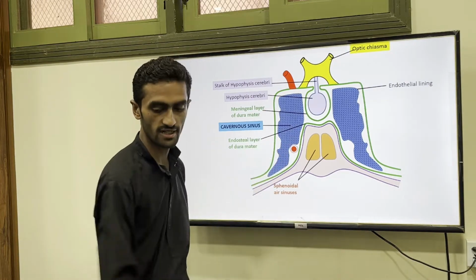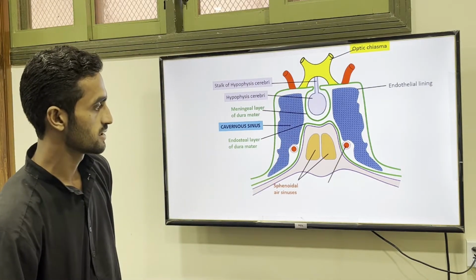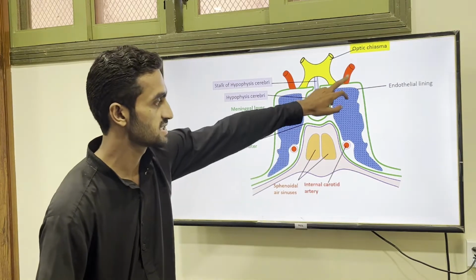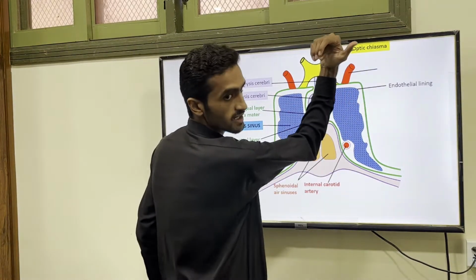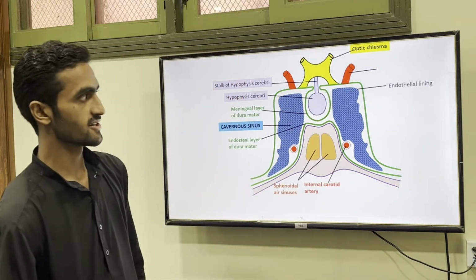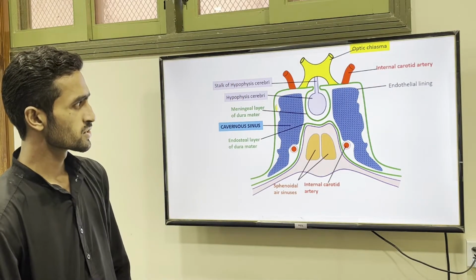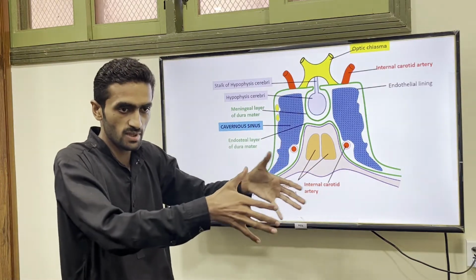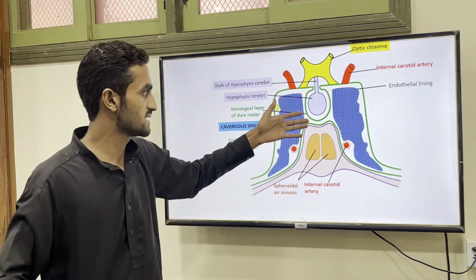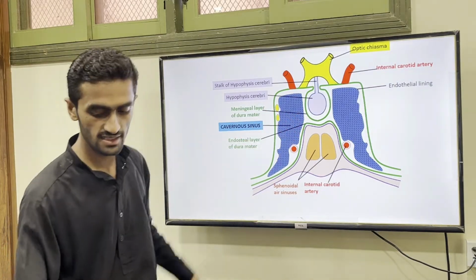This is the internal carotid artery. Same thing, not too different. It is coming down and coming back. So the internal carotid artery, and these are important things. If there is a tumor, it may affect this cavernous sinus and affect these nerves.